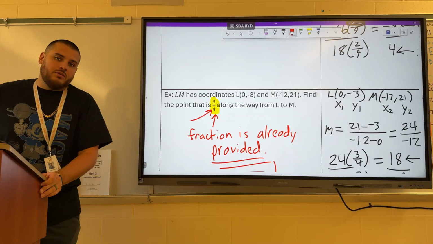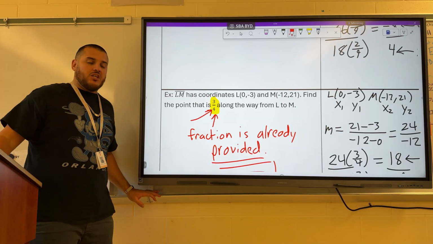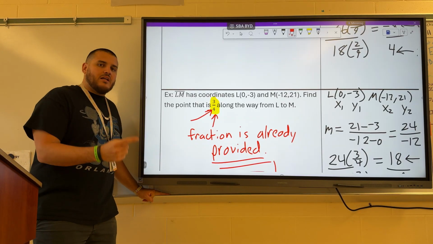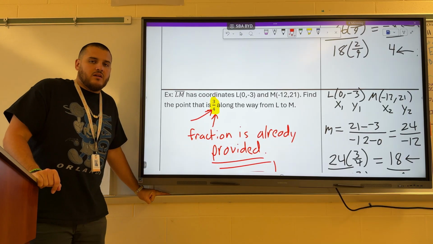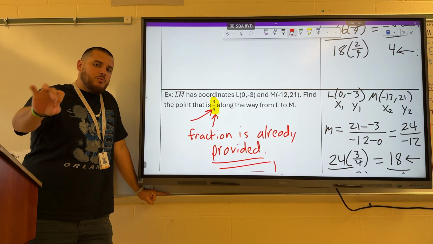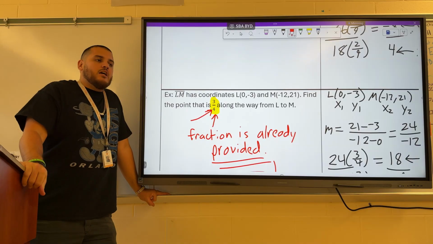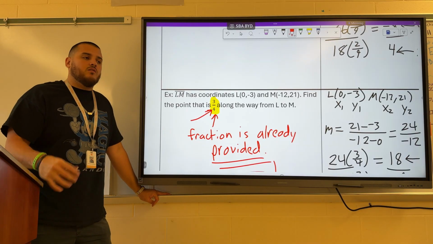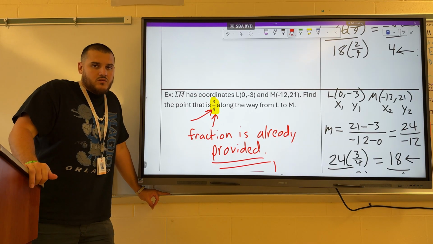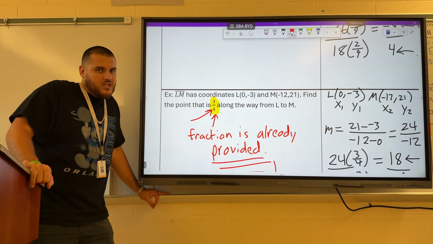Guys, that wraps up our lesson on segment partitioning. You need practice now. We got to do lots of examples to get really good at this, okay? So if you're one of my students, you have plenty of practice examples in your packet. If you're someone that just came across this video, there are tons of resources that you can just Google search to find some practice with partitioning segments.